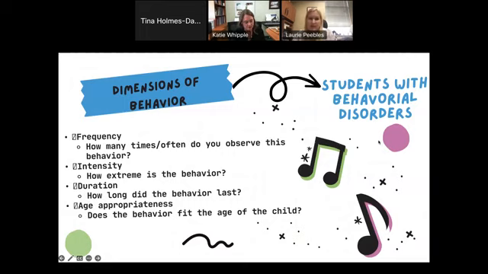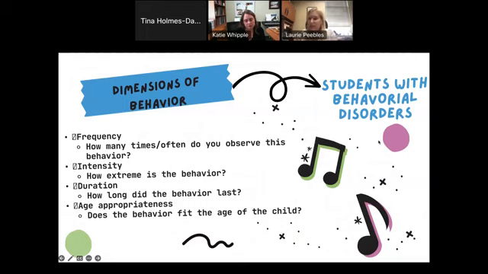The intensity would be, how extreme is this behavior? Talking out of turn is not as extreme as throwing an instrument, because obviously someone can get hurt. If it's going to hurt someone or themselves, that's not good. I've had several kids who, when they get angry, start hitting themselves. And I'm not talking about a nice little, oh darn. I mean really hitting their head. I've even had kids run up and start banging their heads against the wall. So how intense is the behavior?